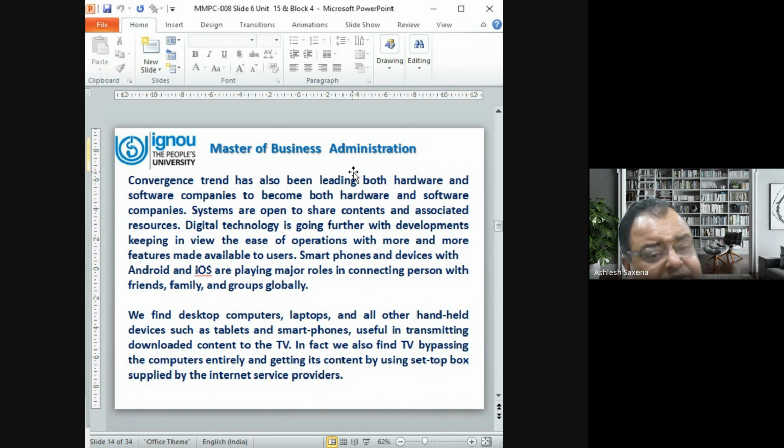Digital technology is going further with developments keeping in view the ease of operations, with more and more features made available to users. Smartphones and devices with Android and iOS are playing major roles in connecting persons with family, friends, and groups globally. We find desktop computers, laptops, and all other handheld devices such as tablets and smartphones useful in transmitting and downloading contents on the TV. In fact, we also find TV bypassing the computers entirely and getting its content by using a set-top box supplied by the internet service provider.